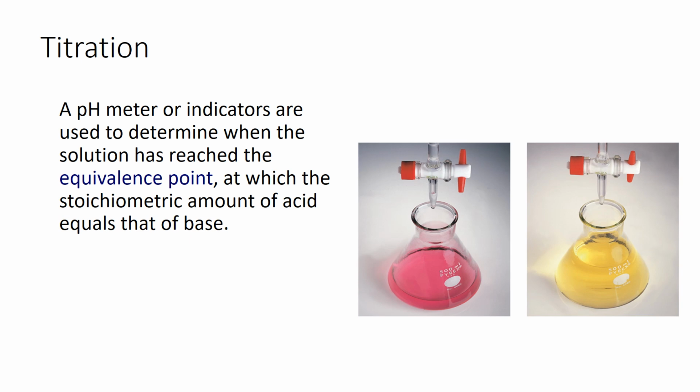So a pH meter or indicators are used to determine when the solution has reached an equivalence point, at which the stoichiometric amount of acid equals that of base. So when you talk of equivalence point, then we're talking about stoichiometric amounts, the amounts that react. At that point, we have achieved an equivalence point.